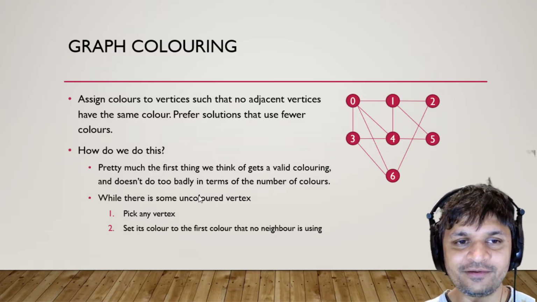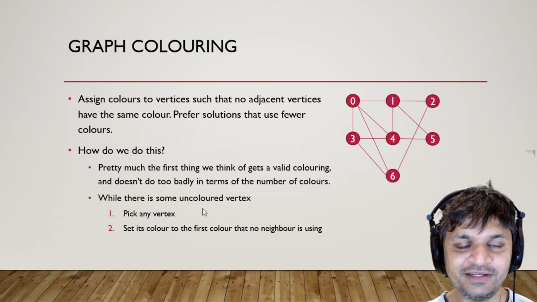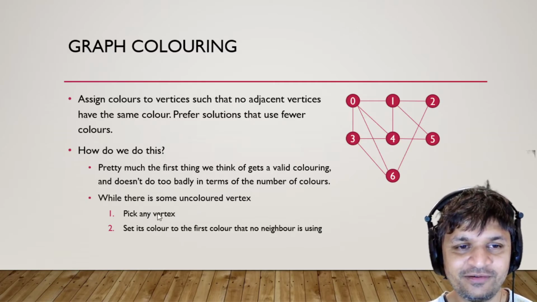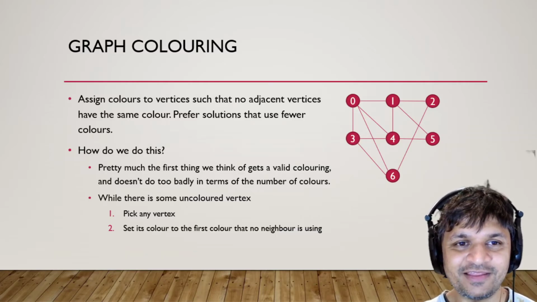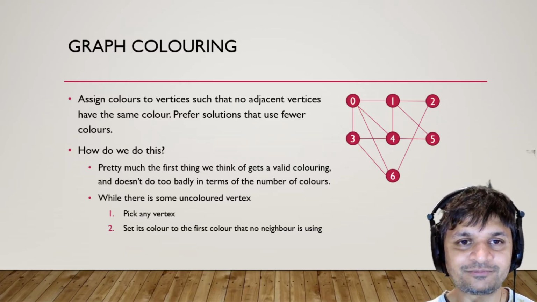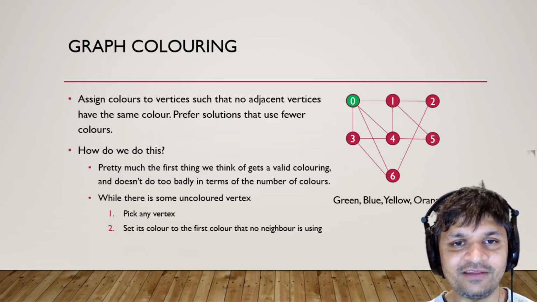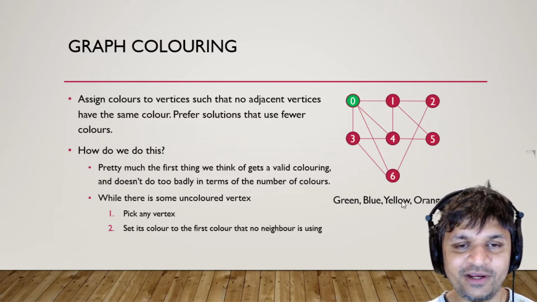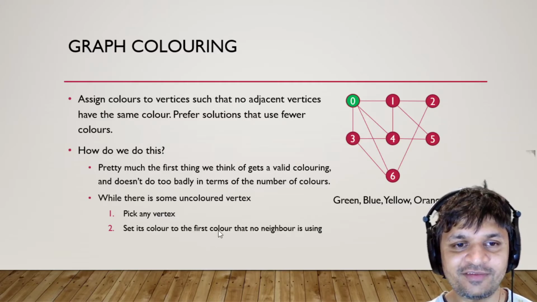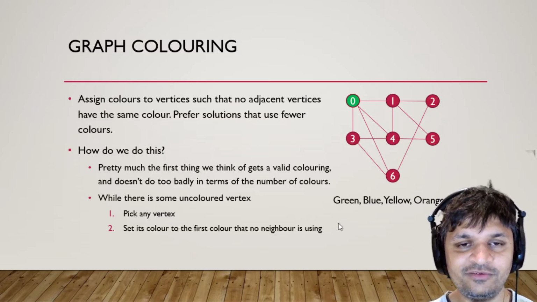So I'm stating that algorithm as, while there is some uncolored vertex, pick any vertex and set its color to the first color that no neighbor is using. I should say pick any uncolored vertex. And then just set its color such that it doesn't violate our constraints, right? So let's look at how this plays out. Let's say I've got some palette of colors: green, blue, yellow, orange, white. I said, while there is some uncolored vertex, pick any vertex and set its color to the first color no neighbor is using. So I'm going to start with 0. I'm just going to go in order because, look, the algorithm doesn't specify, and I'm just going to go 0 to 6, right?